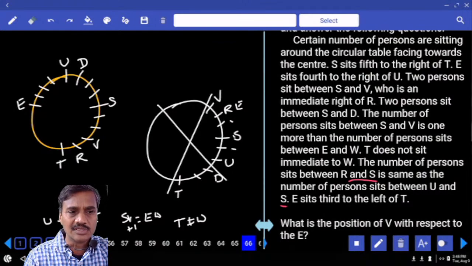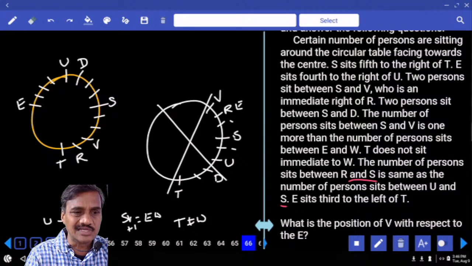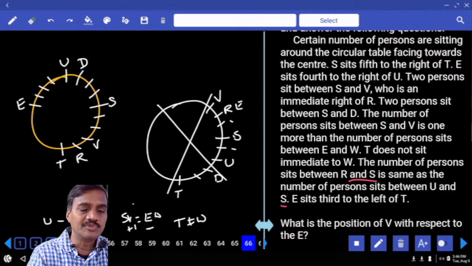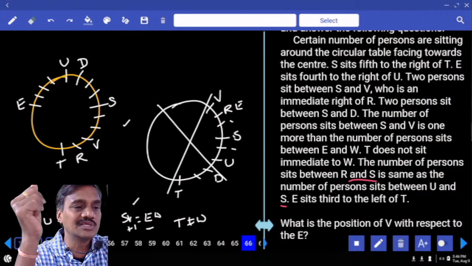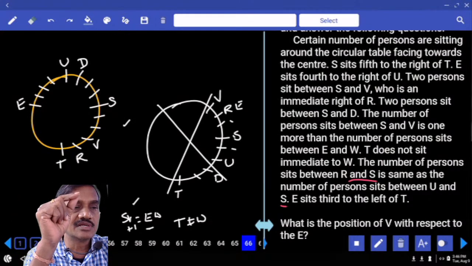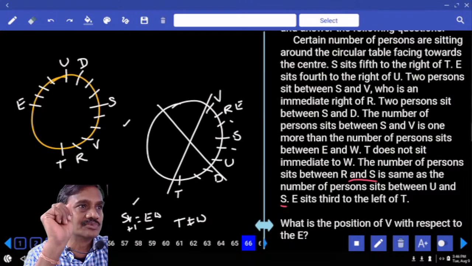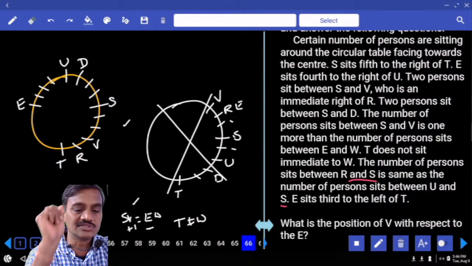Then next one, E and W, S and V. Now in between S and V, how many people are there? S and V are 2 people. Now this 2 is 1 more than E and W. Hence in between E and W, how many persons? Exactly 1 person, isn't it?